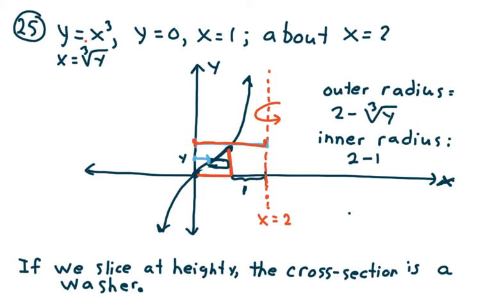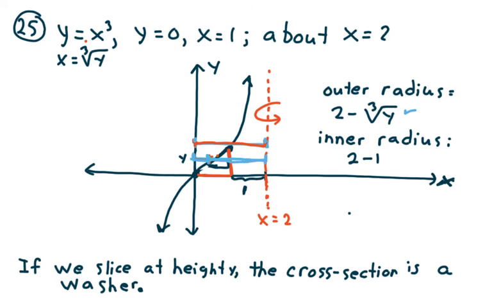So I'm going to subtract off the distance from the y-axis to the curve y equals x cubed to get the outer radius. So I hope that makes sense. So the outer radius, I'll draw it in blue. This is the outer radius in blue. So I take the distance from x equals 2 to the y-axis, and I subtract the distance from the y-axis to the curve y equals x cubed to get the outer radius. So that'll be 2 minus cube root of y.